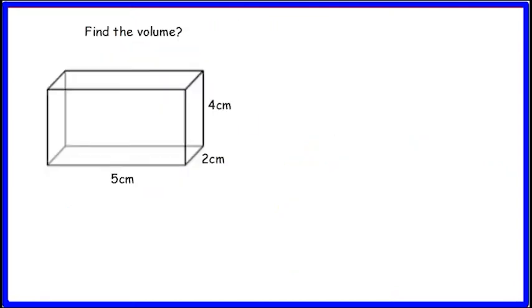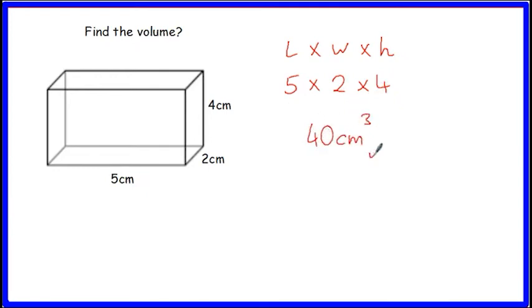Okay, so find the volume of the following cuboids. I have 3 dimensions, so it's going to be length times width times height, which is 5 times 2 times 4. But remember, in any direction that will work. 10 times 4 is 40. Look at your units. Centimeters cubed.